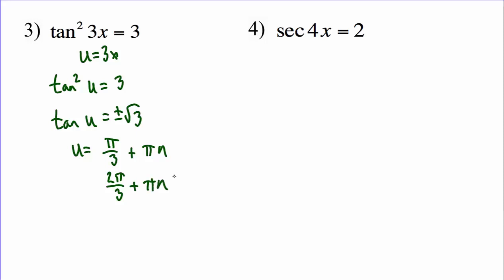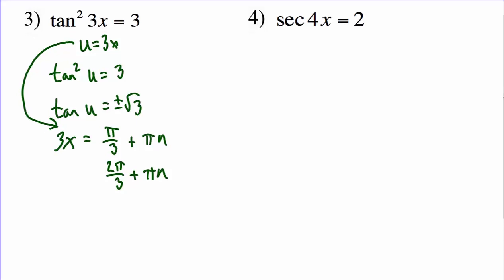And I know there are technically 4 places, but if you notice, I did plus pi n, so that's covering that. Now, I want to make one little adjustment. I said here that u equals 3x. I'm going to actually go back and just change this u down here and substitute it back in and say 3x equals, because in the end, what I'm looking for is not 3x, I'm looking for x. So what I'm going to do to finish this problem is just divide everything by 3.